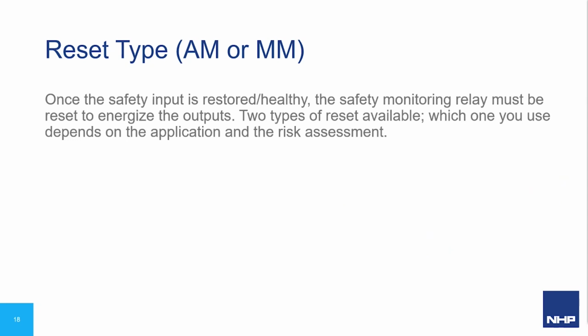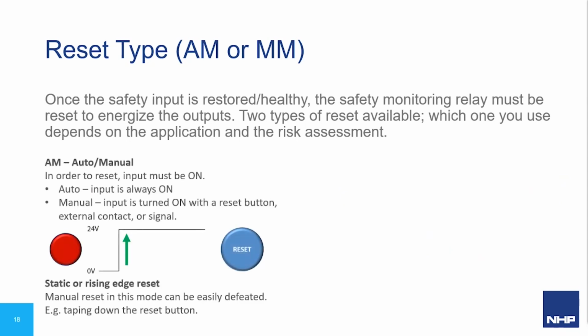Whenever the safety control system is tripped, it needs to be reset. This can be done automatically or manually, depending on the risk assessment. Safety monitoring relays generally come in one of or both of these reset modes. In AM mode or auto manual, the reset is performed by simply applying a high signal to the reset input of the safety monitoring relay.